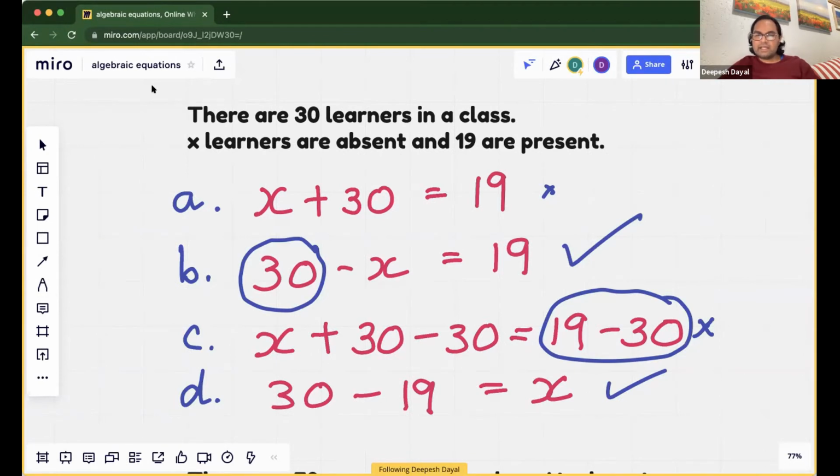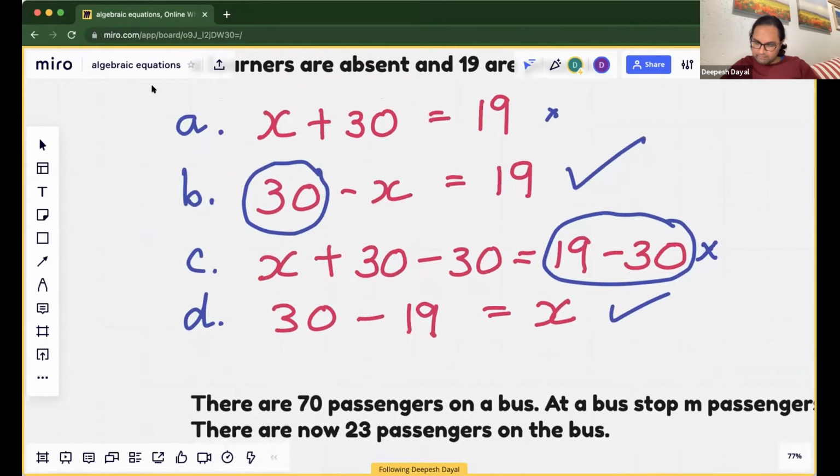Any questions regarding this one? No? Okay. No, sir. The question didn't tell us to find X, it just told us to form an equation. But if you had to solve for X, you would have gotten 11, right? Okay, let's try the next one.